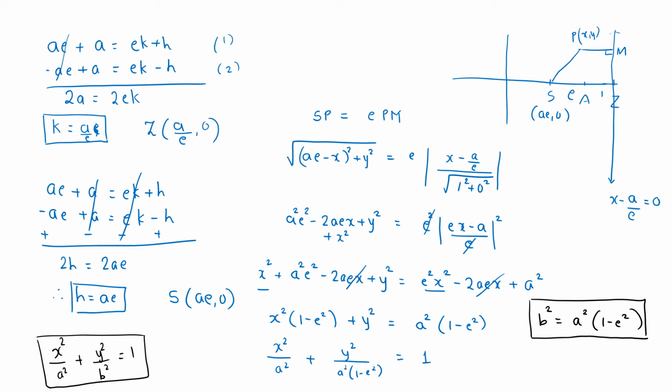Now I know the equation of ellipse. I know focus के coordinates. क्या है focus के coordinates? ae, 0. Directrix के coordinates क्या है? a by e, 0. A के coordinates क्या है? a, 0. ठीक है? Let us learn in detail about some parameters of ellipse.